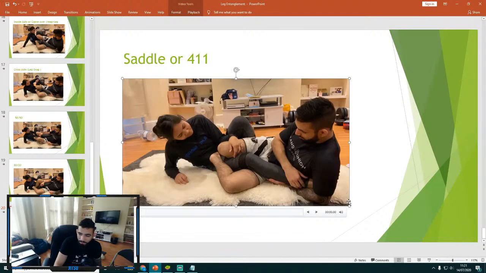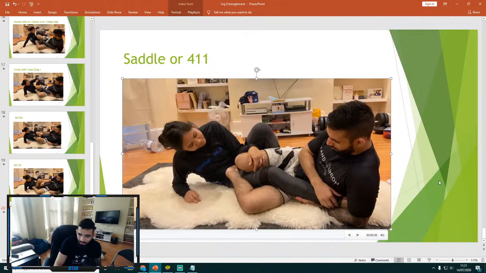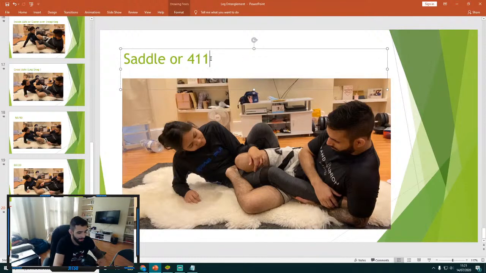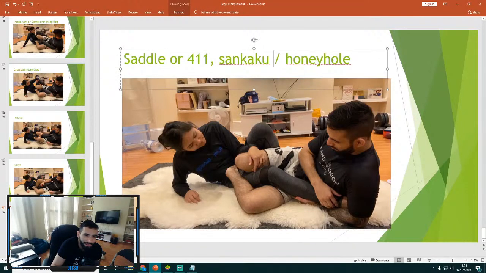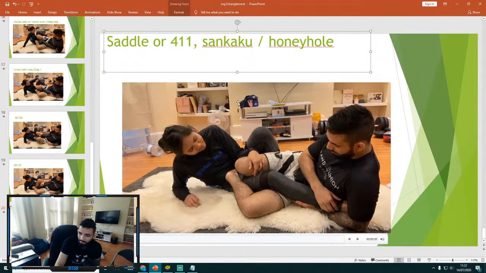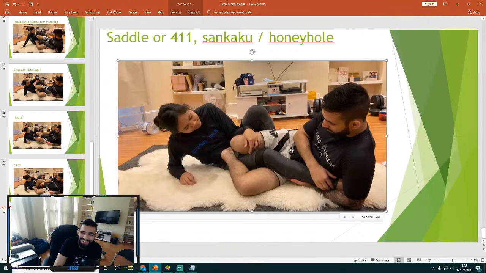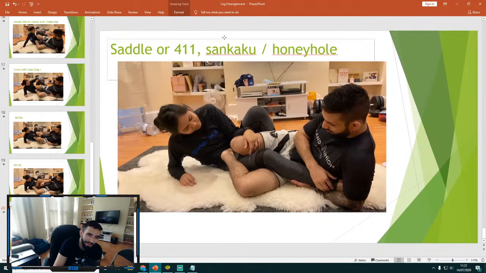Alright, last up is the saddle or the 411. Honey Ho. I think that's all of their names. Oh, there's a Sankaku. Don't know how to spell that. Let's put Sankaku like this. What else we got? Honey Ho. I think that's all their names. But probably the most famous one, the most popular one out of all of them.